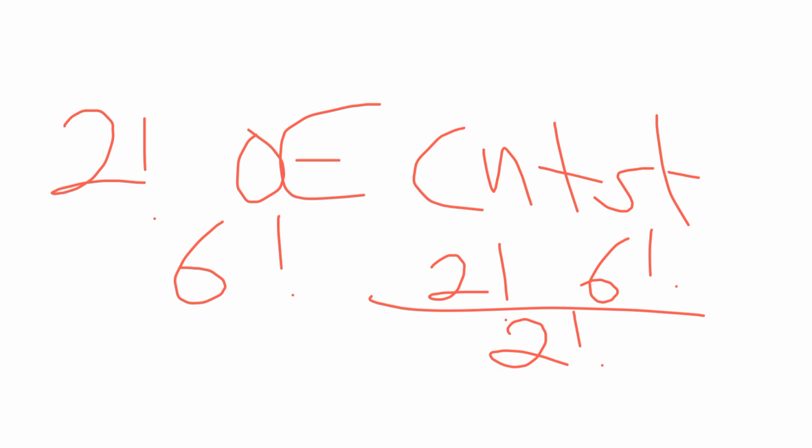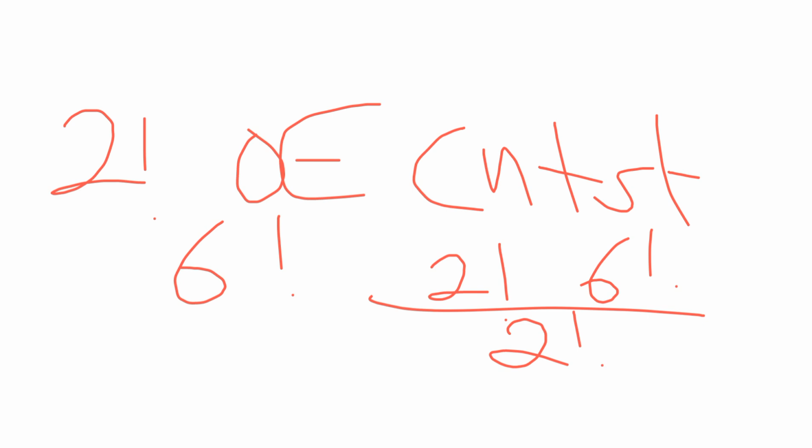Third step, we said. Final step, rearrange the letters so that vowels must be together. Like 2 factorial, OE, CN, TST. So 6 factorial times 2 factorial.